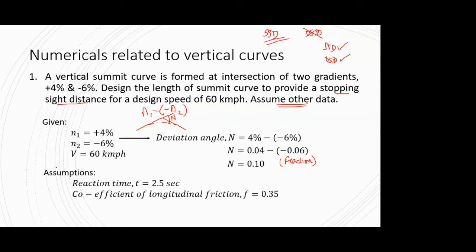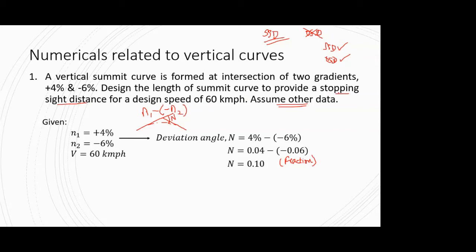Now coming to the assumptions. As you know, what they have asked is to design the summit curve for stopping sight distance. They have not given the SSD, so obviously you have to find out SSD. If you recall the formula from the sight distances, it's speed into reaction time plus V square upon 2gf, that will be your braking distance, and this V is in meter per second. If you want it in kmph, it's 0.278 Vt plus that formula.